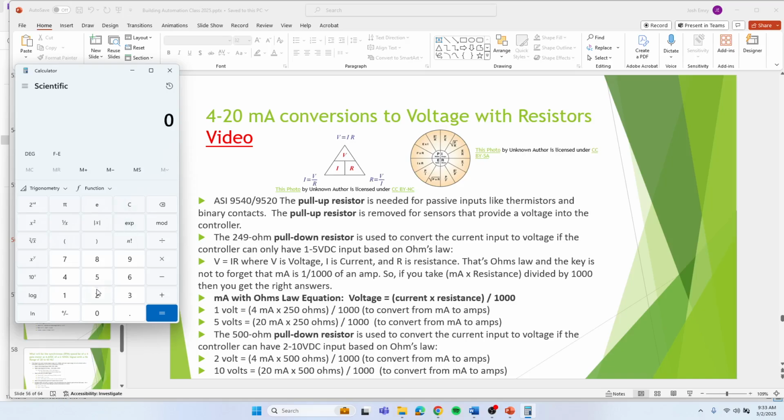We do the upper range. We say 20 milliamps times 250 ohms, and then we divide by 1000, and there's your 5 volts.